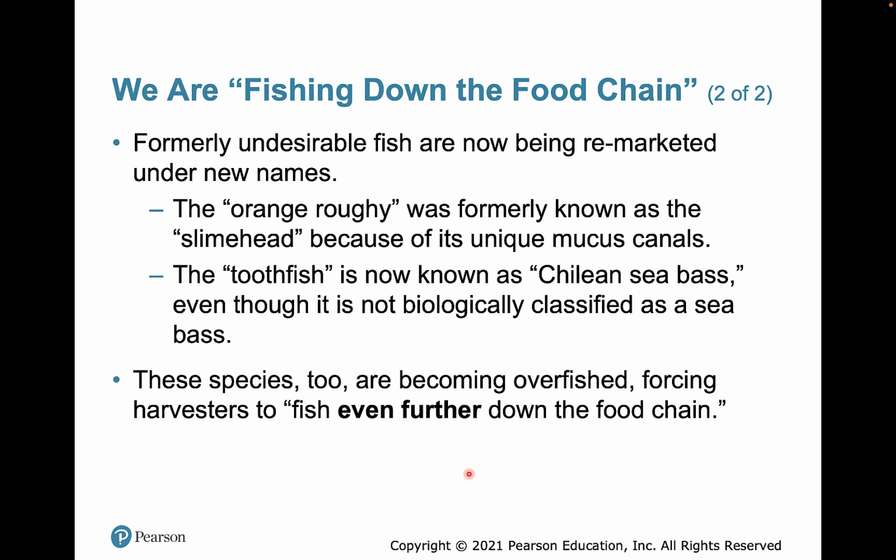The orange roughy, if you go to a restaurant and orange roughy is on the menu, it used to be called a slime head because it had these unique mucus canals in its head. You go to a restaurant and you order Chilean sea bass. It sounds a lot better than ordering toothfish, okay? Chilean sea bass is not a bass. It actually looks more like an eel. So they rebrand and remarket these fish names so people will want to eat them. And we are overfishing them. So we're having to fish further and further down the food chain.